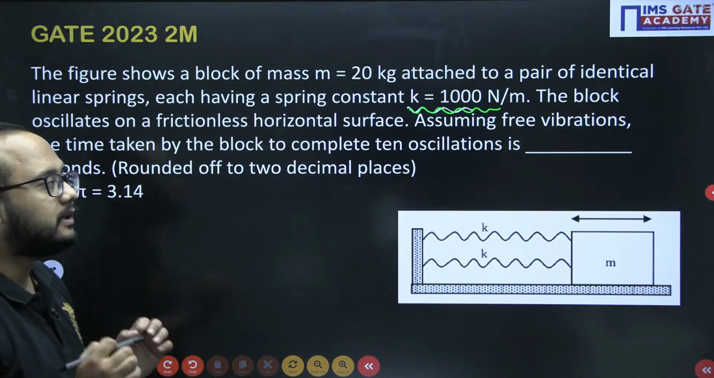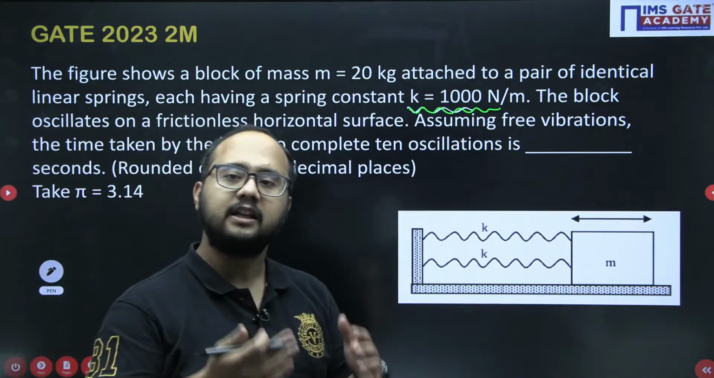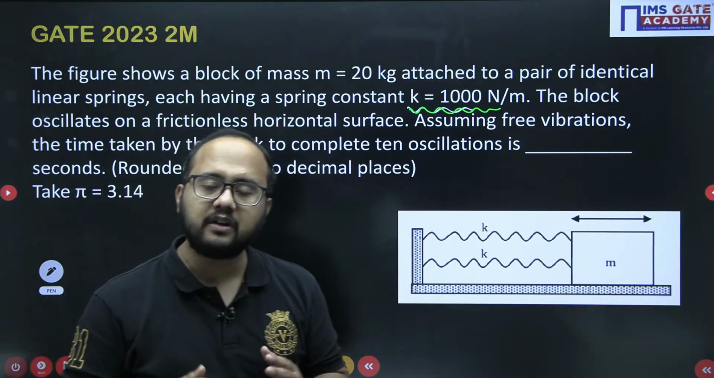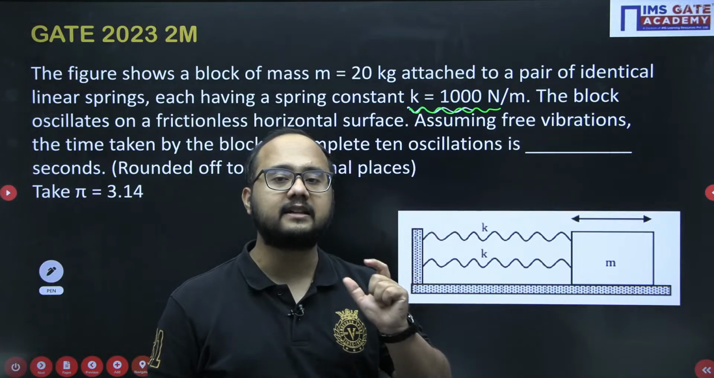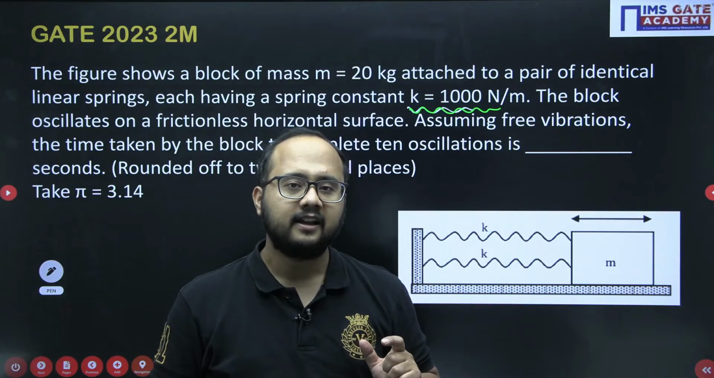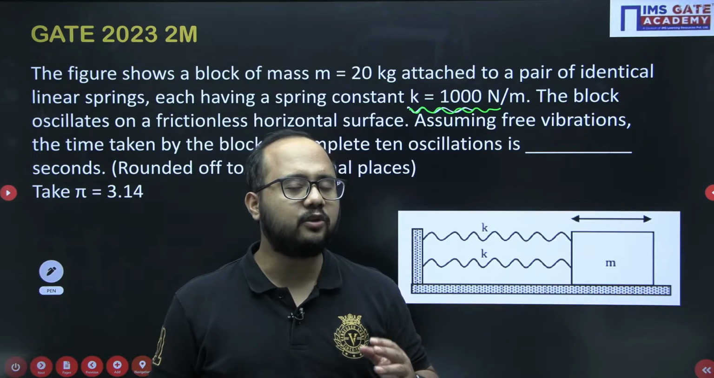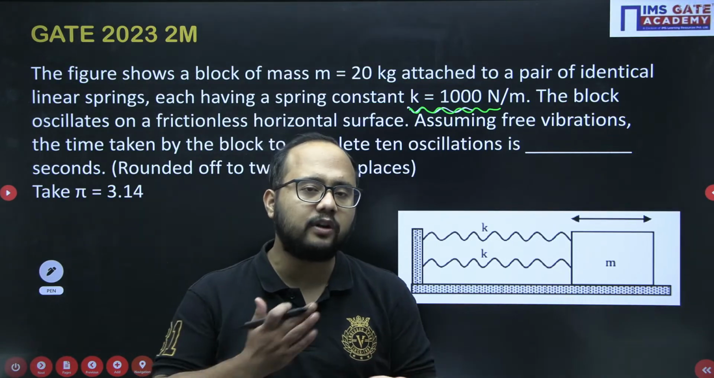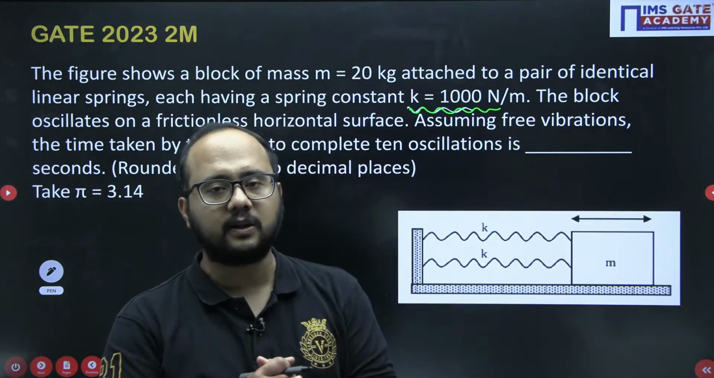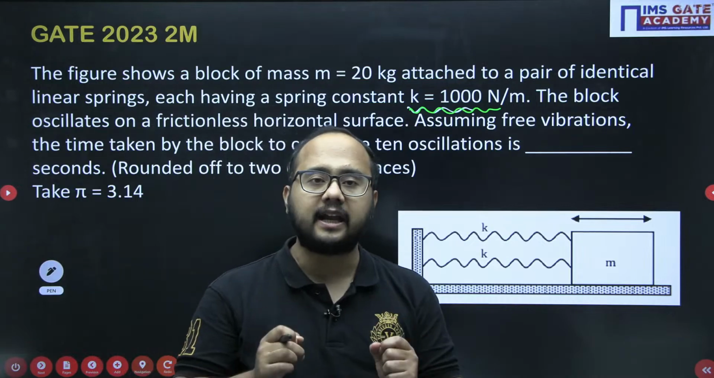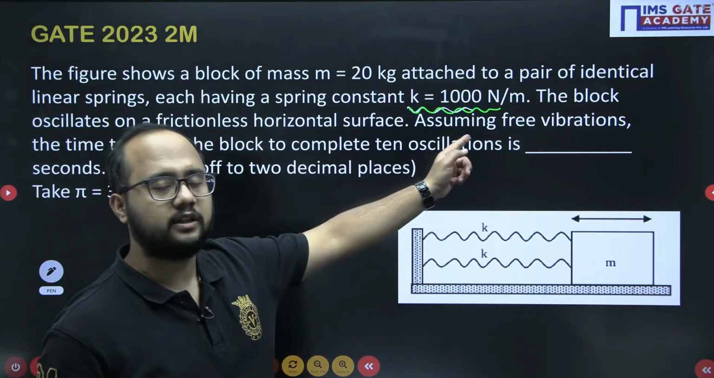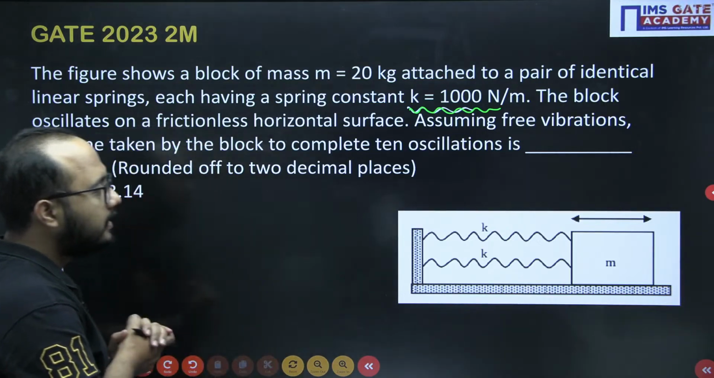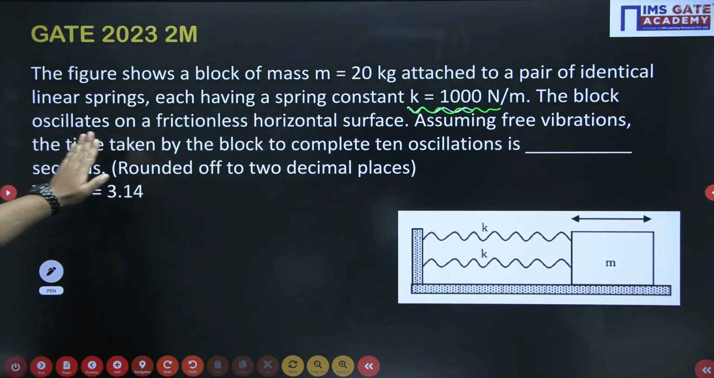If Newton per meter is not given, like Newton per mm or Newton per centimeter, we need to change it, because the SI unit is Newton per meter. And most of the time we make SI unit mistakes while solving the problems. So units we need to take care of. You need to give very serious consideration to the units. Very important point. The block oscillates on a frictionless surface.